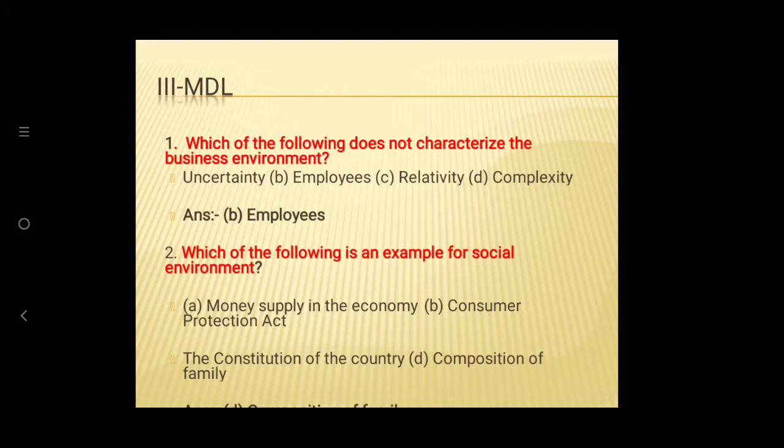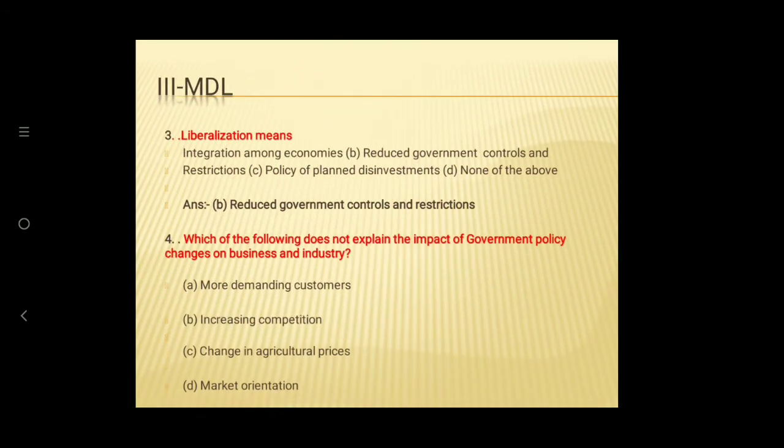But money supply in the economy, this is related to economic environment. Consumer Protection Act, this is related to legal environment. Constitution of the country, that is related to political environment. But composition of family, this is related to socio-cultural environment. The right answer is option D. Now, let us move on to the next question.